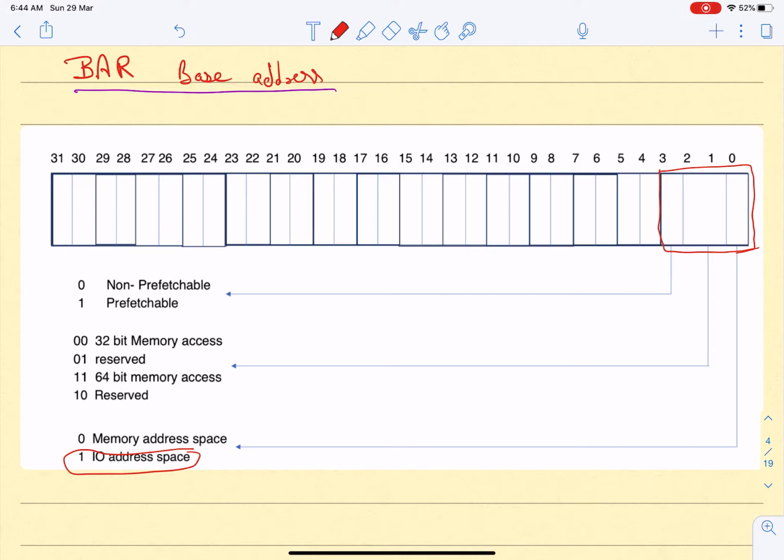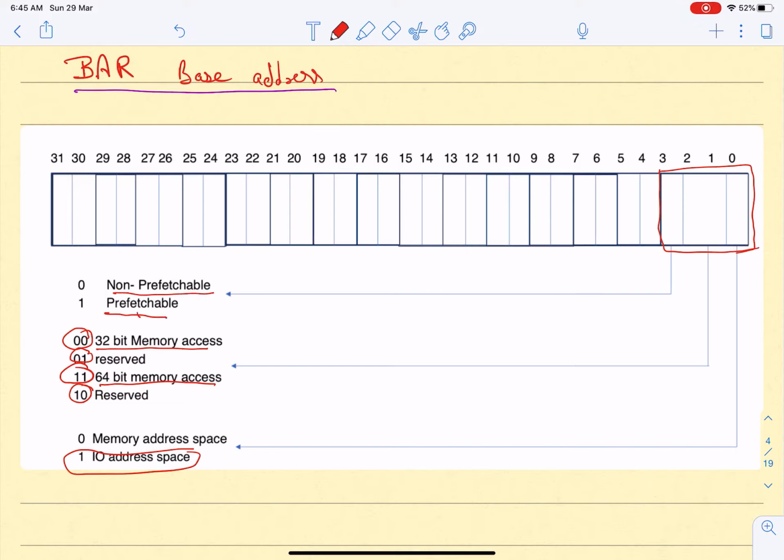And I also discussed that 32-bit memory access or 64-bit memory access. If the 2 bits, bit 2 down to 1, are 0, 0, it lies in 32-bit address space. If it is 1, 1, it lies in 64-bit address space. Bit 0, 1 and 1, 0 are reserved. And bit 3, if bit 3 is 0, it is non-prefetchable, and if it is 1, it is prefetchable.